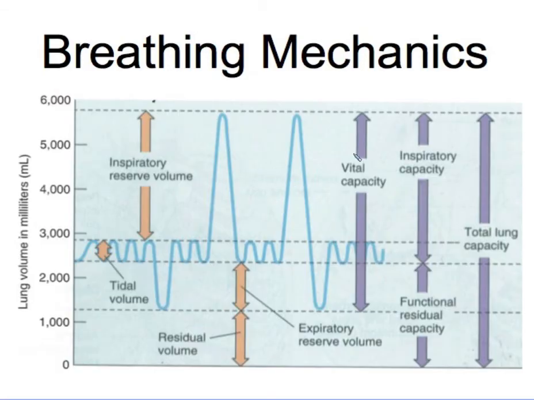So again, here's our diagram. Let's start with total lung capacity. You see these arrows go top to bottom. You have your residual volume, your expiratory reserve volume, your tidal volume, and your inspiratory reserve volume. We have your inspiratory capacity.